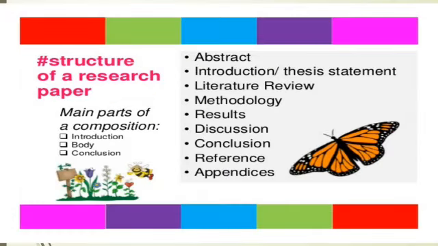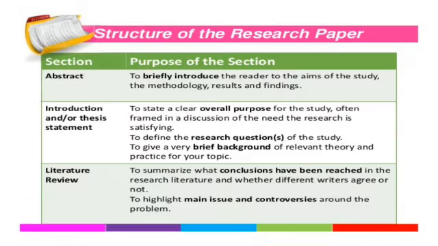The structure of the research paper is abstract, introduction, literature review, methodology, results, discussion, conclusions, references, and appendix. The main parts of this composition are introduction, body, and conclusion. So here you see these structures with their purpose.